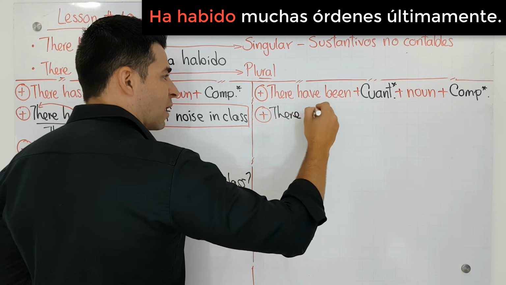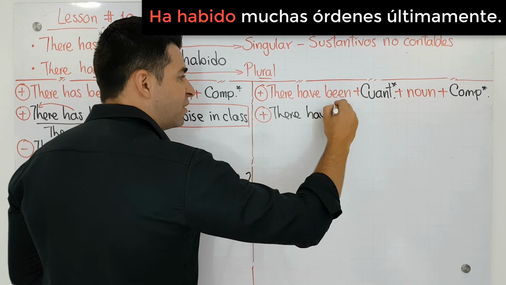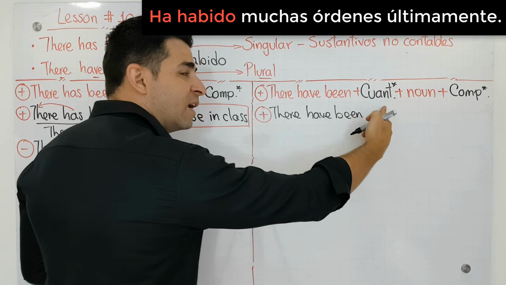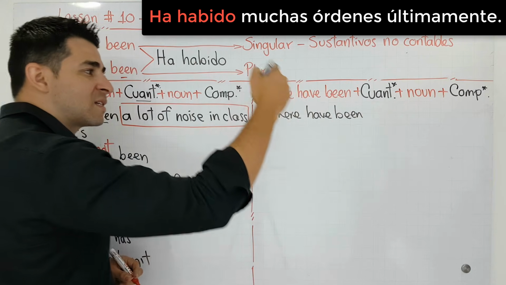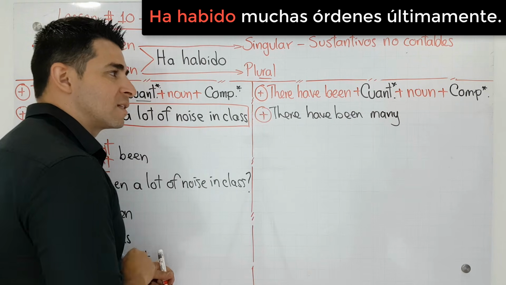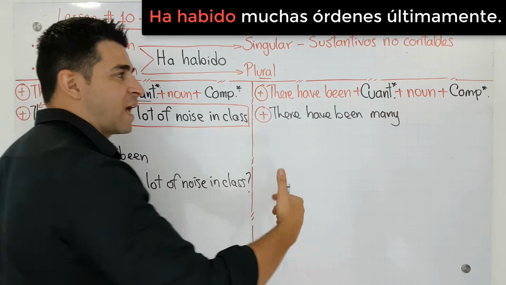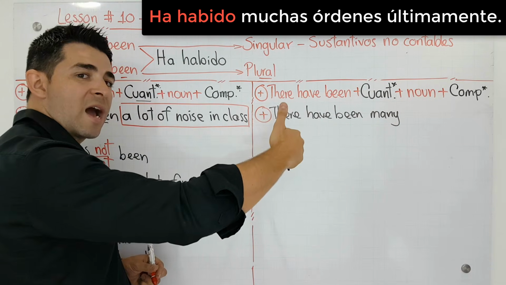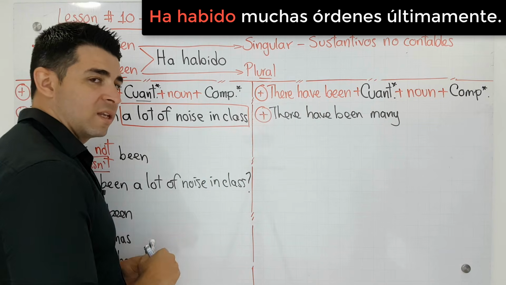So, let's write it together. Vamos a escribirlo aquí juntos. There have been. And then what? A quantifier. In this case, the quantifier is many. El cuantificador que tenemos acá es many. Ese es el que estamos trabajando. And then what? And then comes a noun, but in this case it's a plural noun. Sustantivo en plural, que es órdenes.